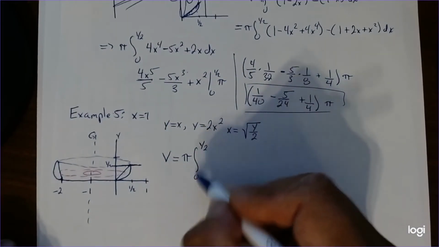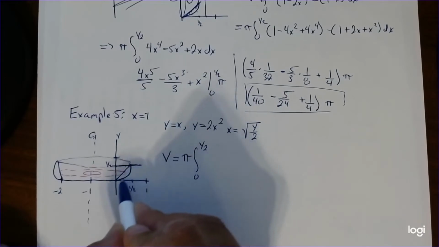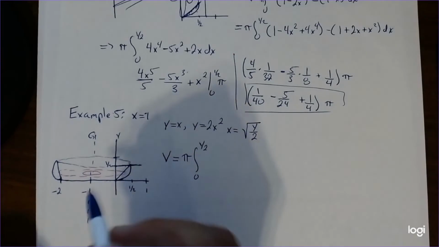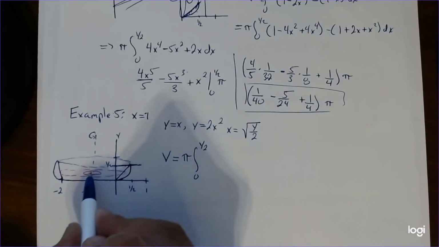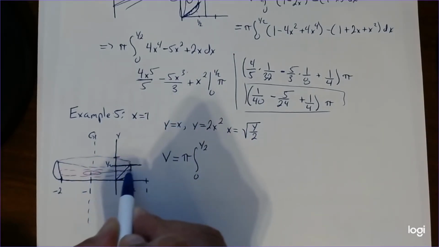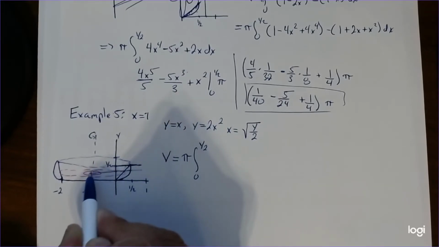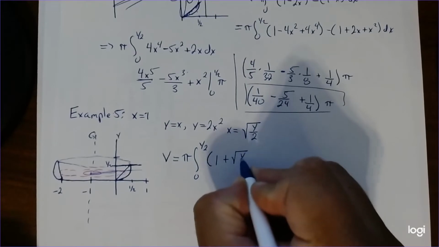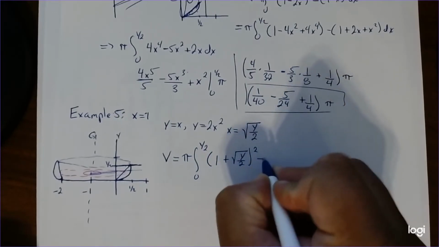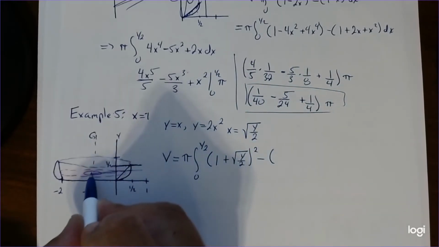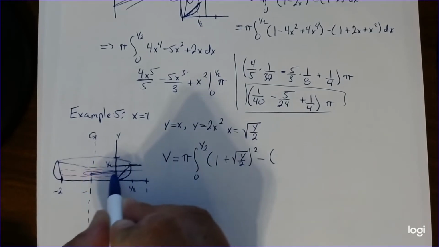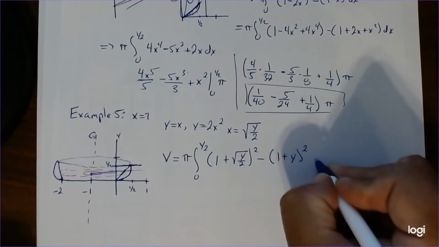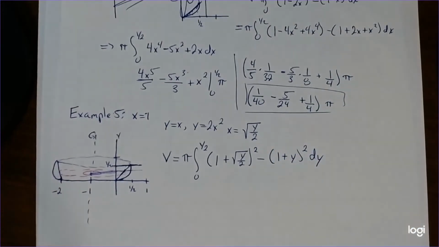And now for the outer radius, it's going to be this one, which is here. However, unlike the last one where we have to subtract 1, here we actually add 1. It's going to be this additional with that. So it's not all the way over here. It's 1 plus this portion. Now this is going to be 1 plus the square root of y over 2, squared, minus, again, from here to there, it's going to be 1 plus that difference. So it's going to be 1 plus, in this case, y. And there's our integration portion.